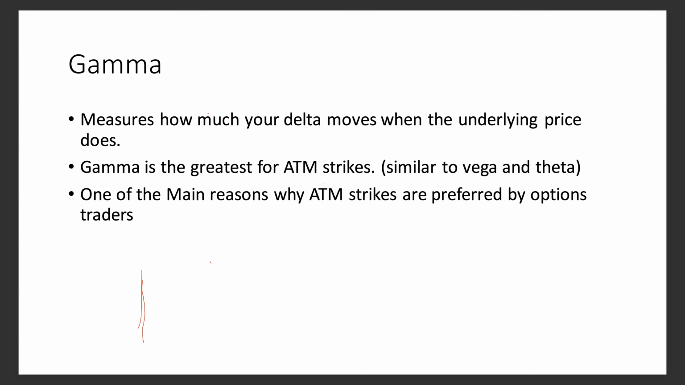To recap, in delta, we spoke about if the stock price moves $1, delta is going to tell you how much money you'll be making or losing for every dollar move in the stock price. Gamma is going to tell you how much the delta is going to move for every dollar move in the stock price. So you're going to be seeing something called delta, something called gamma, something called theta and vega in your option Greeks chain. And none of these values are constant. Every single thing is a variable.